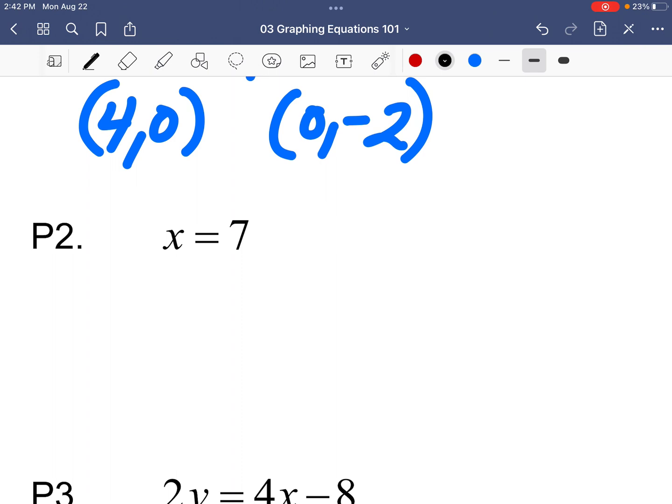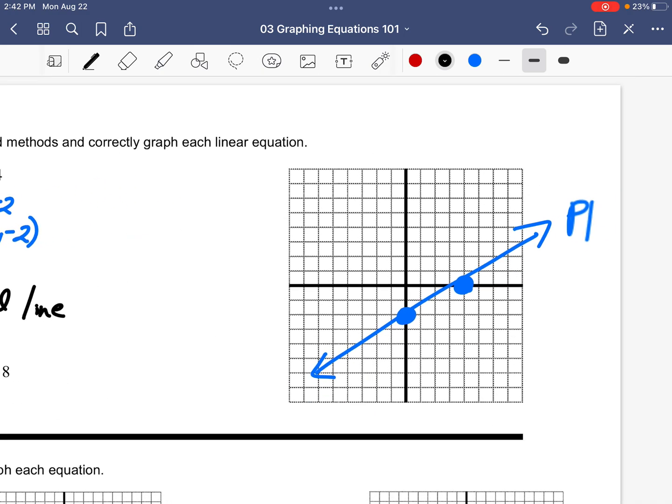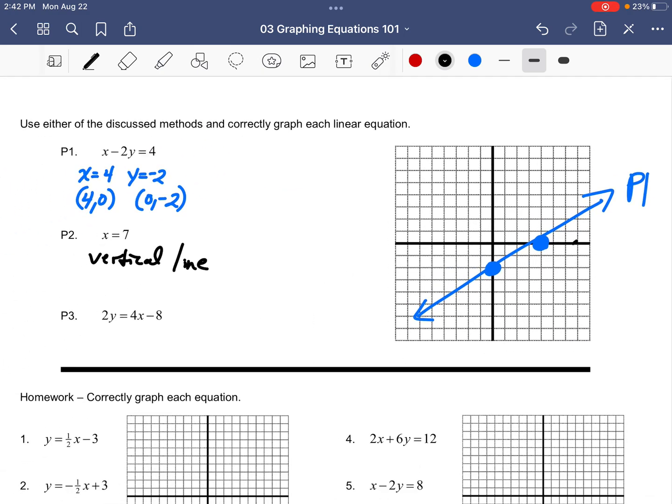X equals 7. Maybe you recognize that from the front of the paper that that's going to be a vertical line. You don't necessarily have to write that. What I really want to make sure is that you remember that you want points that contain x equals 7. And there's a variety of points. In fact, there's an infinite amount of points that have x equaling 7. But that's why it ends up being a vertical line. Definitely the pattern of those points goes in that direction. So that's going to be P2.